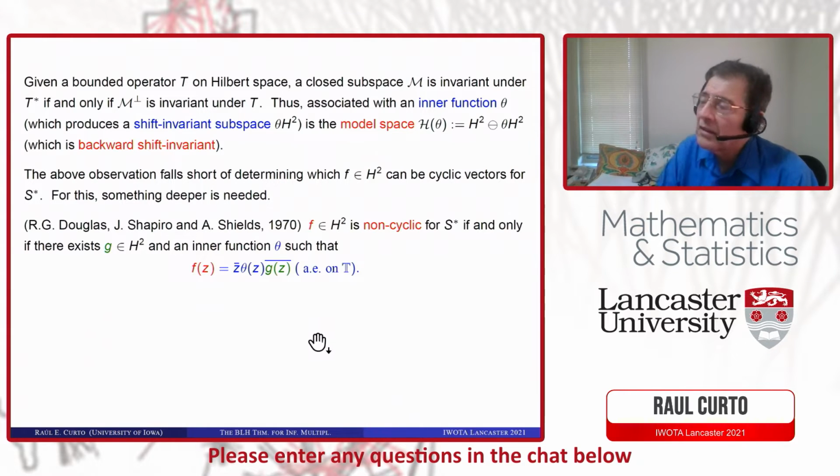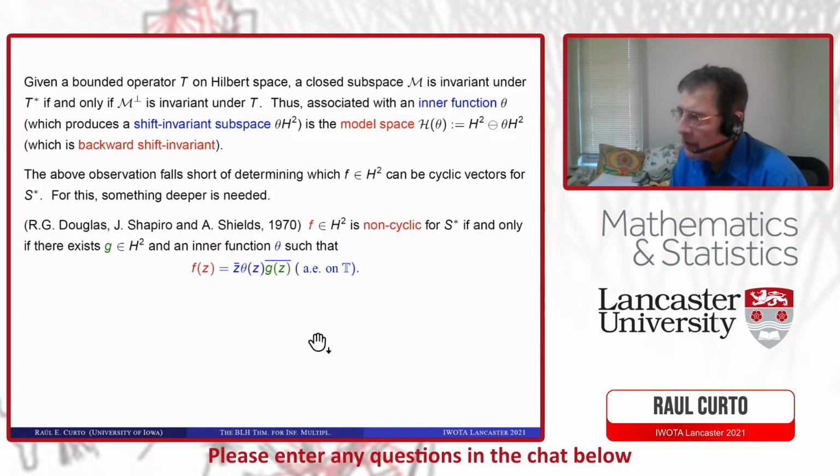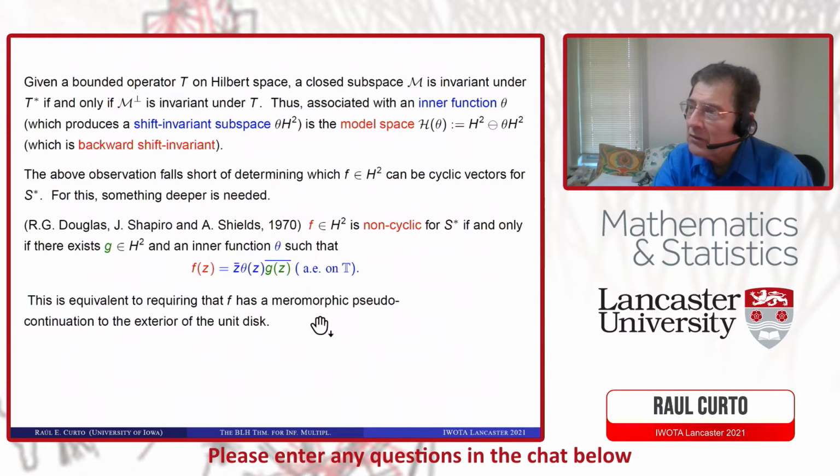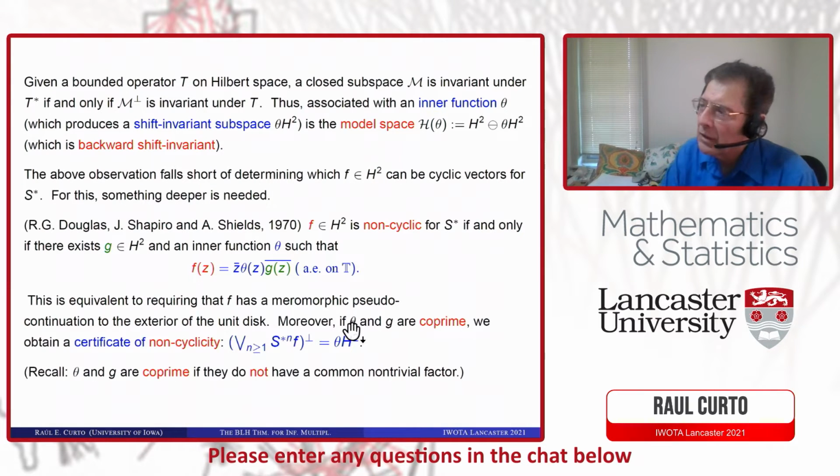But for that, we need a deeper result due to Ron Douglas, my advisor, Joel Shapiro, and Alan Shields. And that says that F in H2 is non-cyclic for S star if and only if there exists a G and an inner function theta, so that F can be factored in this form, theta times G conjugate, with G in H2, almost everywhere on T, and it is equivalent to requiring that F has a meromorphic continuation to the exterior of the unit disk.